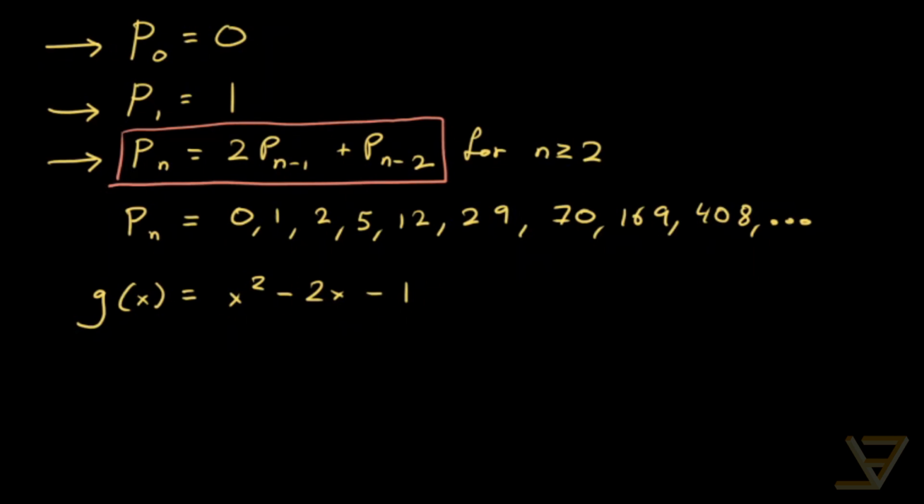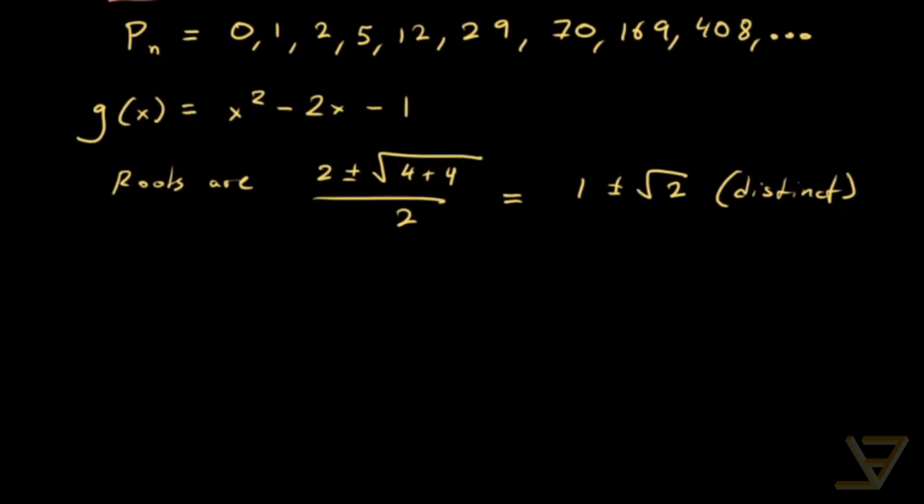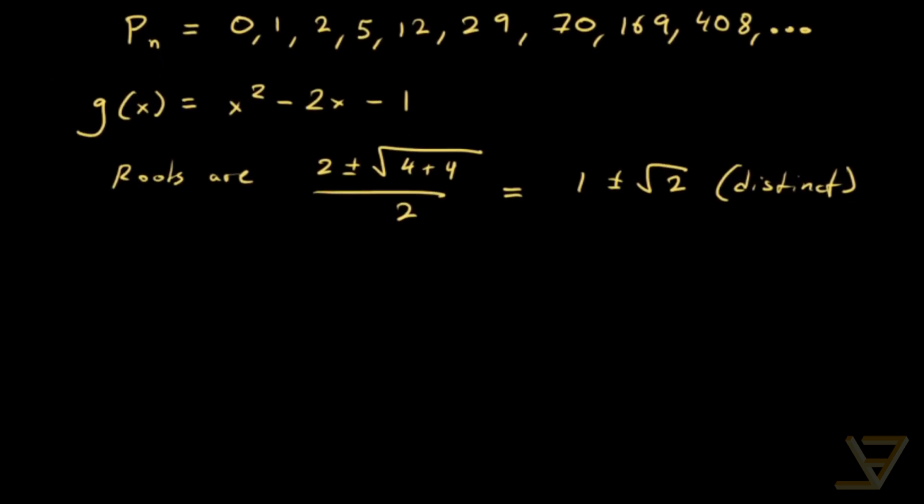Then what we do is that we find the roots. And by the quadratic formula, the roots are 2 plus minus the square root of 4 plus 4, divided by 2, and that's simply equal to 1 plus minus the square root of 2. So notice that they're distinct. And that is going to allow us to use a simple case of the theory of linear recurrences. We're going to let alpha equal 1 plus the square root of 2 and beta equal the other root, which is 1 minus the square root of 2.